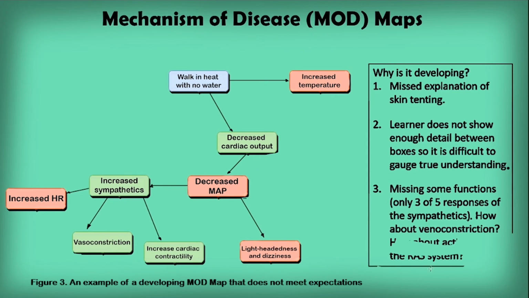Third, certain functions are absent, in this case venoconstriction and activation of the renal angiotensin system. Compare the previous good example and this developing example to help you generate an individual and team mechanism of disease map.